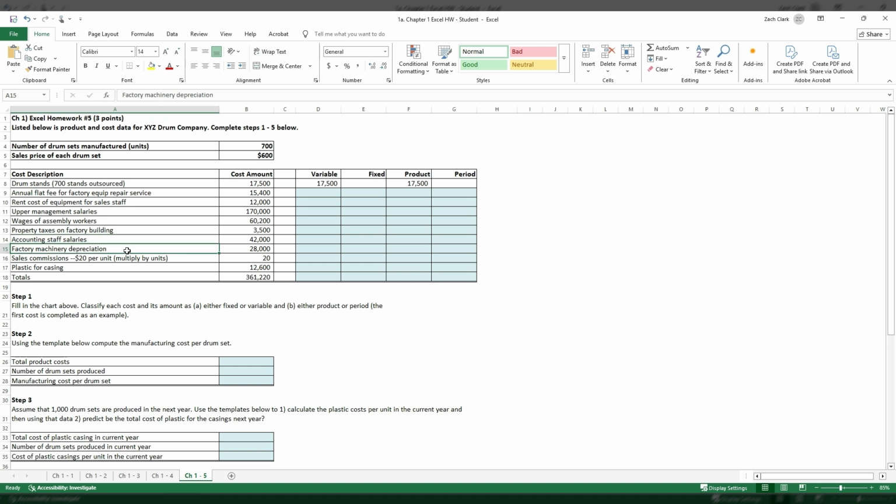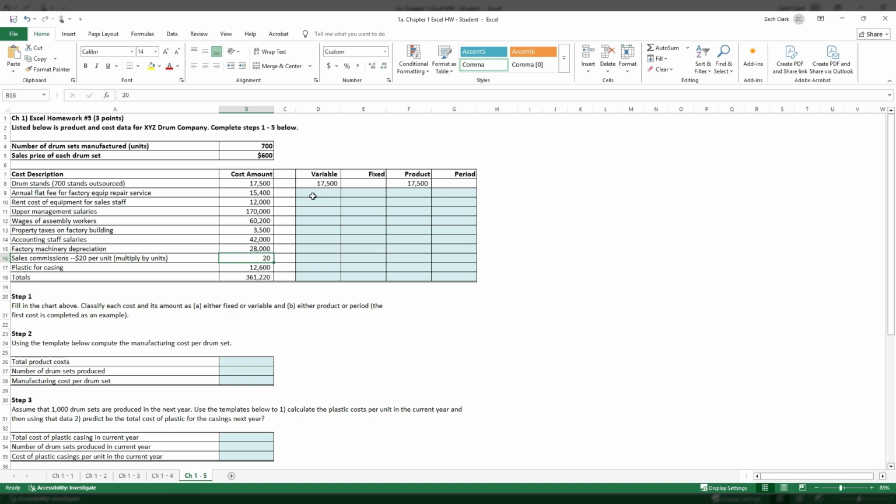Accounting staff salaries, factory machine depreciation. Again, factory machinery depreciation. Sales commission. Here we've got $20 of sales commission per drum set sold, multiplied by the number of units. And plastic for the casing, whatever that means, some sort of raw material for making the drums.